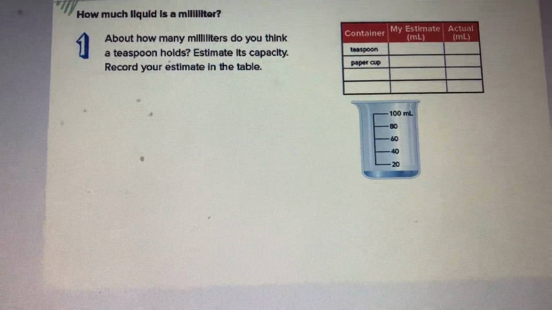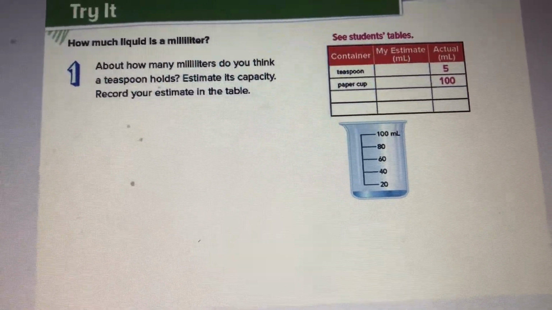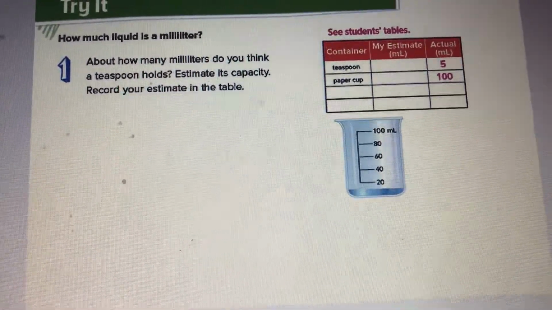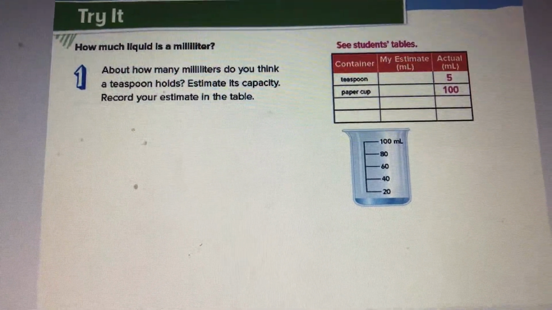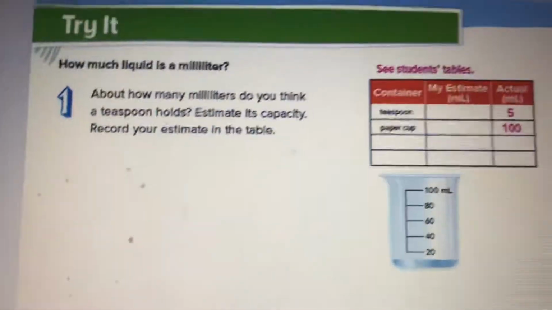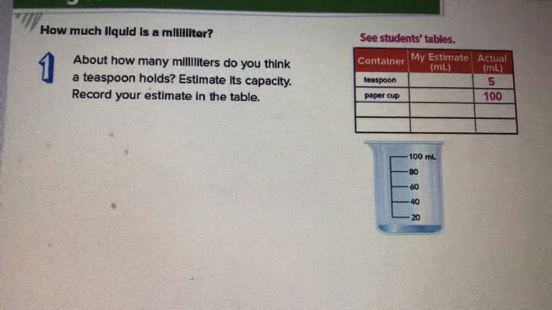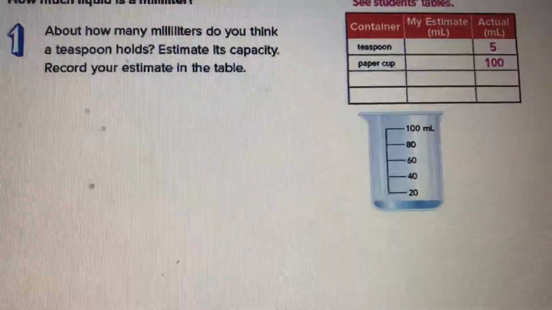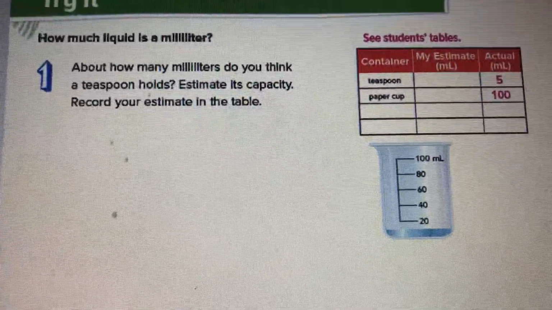If you have a dropper, that's great. If you don't, let me just help you out on this one. There's actually 5 milliliters in a teaspoon. Sorry, 5 milliliters in a teaspoon. Okay, and actually on my measuring thing, it even says that. 1 teaspoon is about 5 milliliters, okay? And in a paper cup, we have about 100 milliliters. So what do you think? Just do your best guess. Maybe you put down for your container was a glass. How many milliliters do you think a glass would have in it? Okay, just record your estimates.